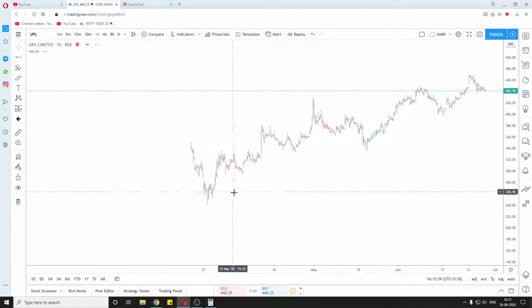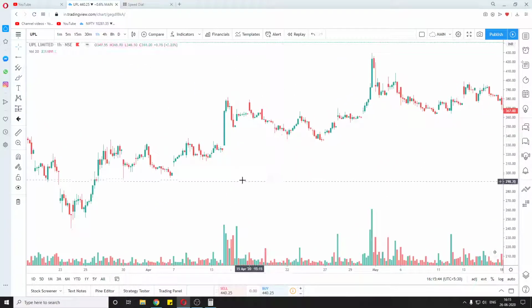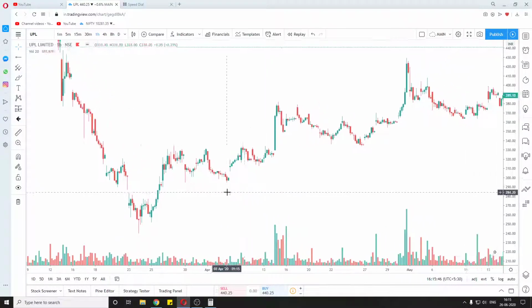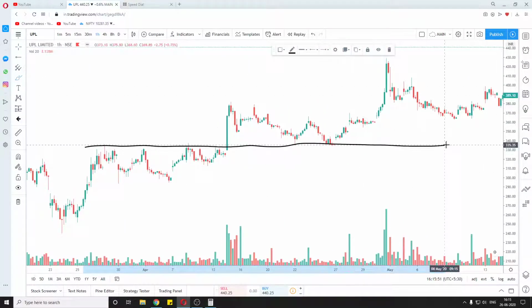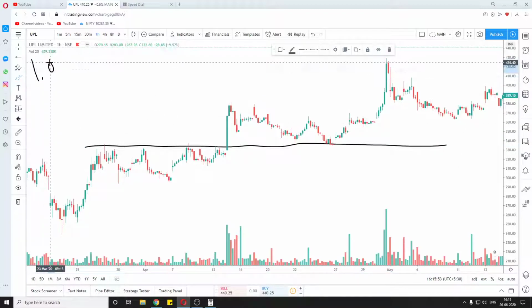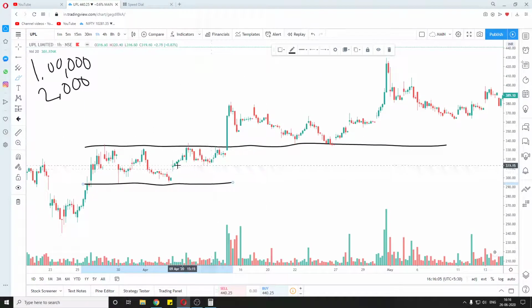Let's look at a smaller time frame even. Now here, this is our resistance, and keeping our capital again at 1 lakh rupees, maximum risk 2,000 rupees. Now in this, the actual range was this, but then the market developed another smaller range. So we can place our stop loss around 310 rupees.